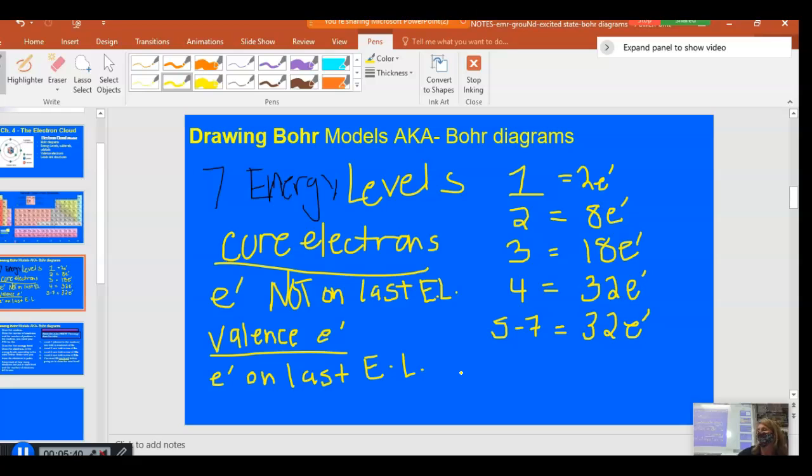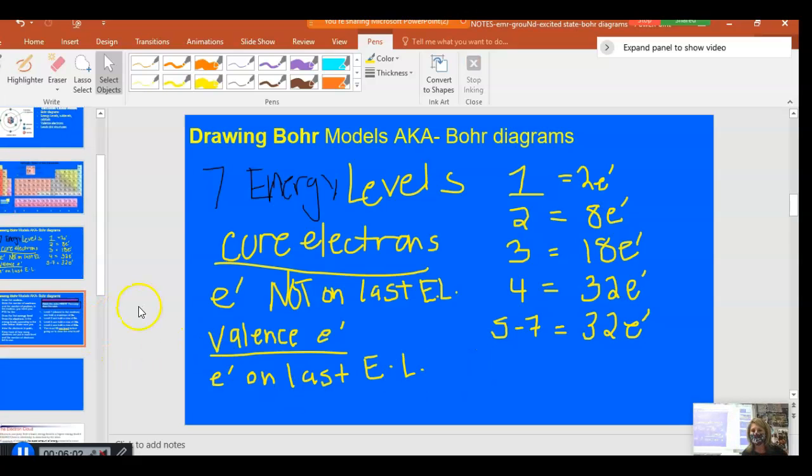These guys are the electrons that are involved in chemical bonding. So when our chemical compounds are made, you guys, it's the valence electrons that are transferred or that are shared to make our chemical compounds. It's not those core electrons. Okay? This is a little information you have to know before we can move into making Bohr diagrams.